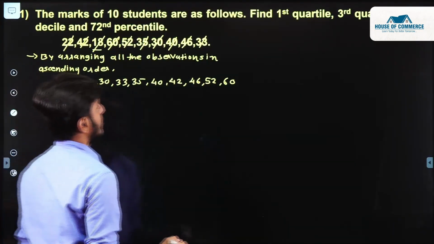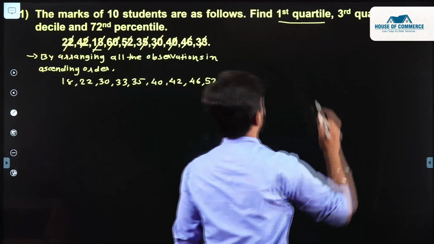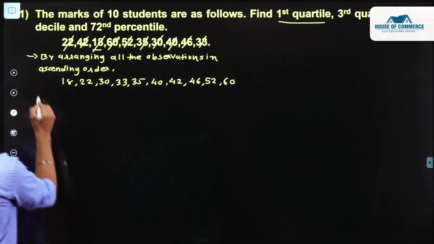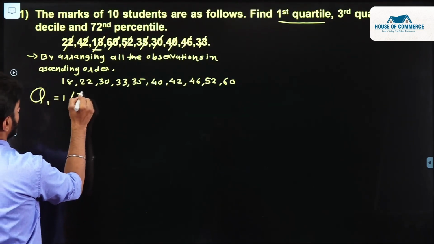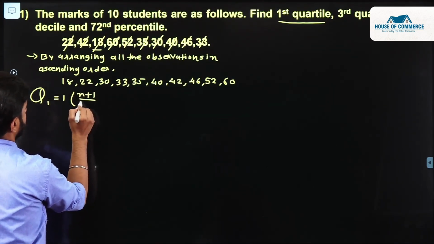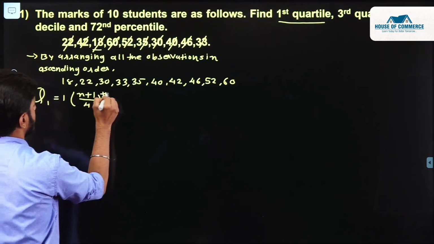So first of all, we have to find the first quartile, and the quartile is denoted by Qj. So what is the formula of Q1? It is 1 times (n plus 1) divided by 4th observation.